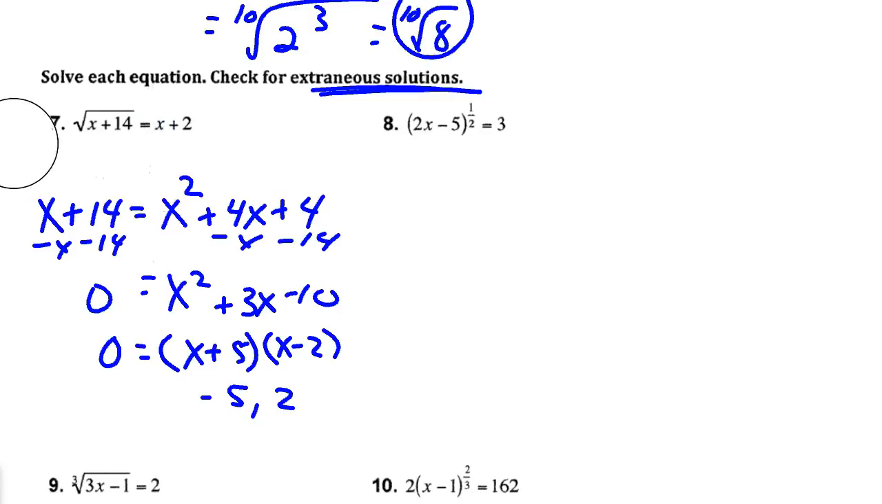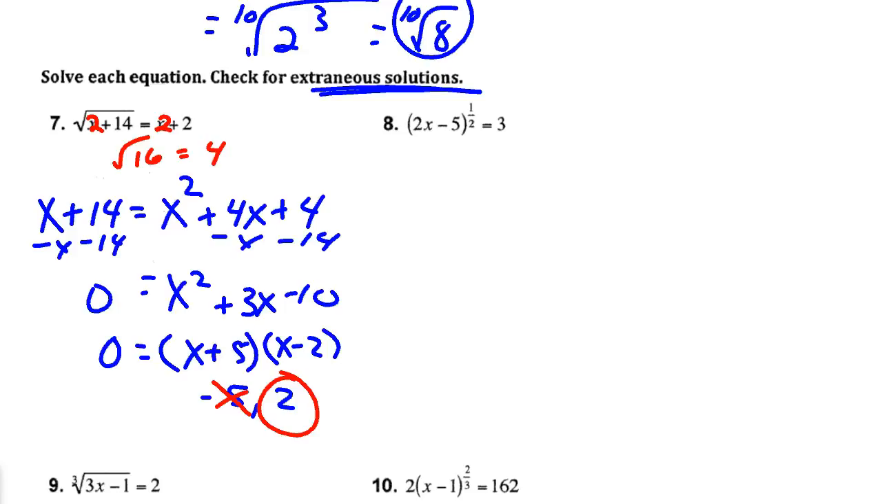So I go back to the beginning, and if I plug in negative 5, I get the square root of 9 equals negative 3, and you would say that's not true. You would say the square root of 9 is 3, so negative 5 is not an answer. If you plug in 2, you get the square root of 16 equals 4, and that is true. So the answer is just 2. Negative 5 goes away.